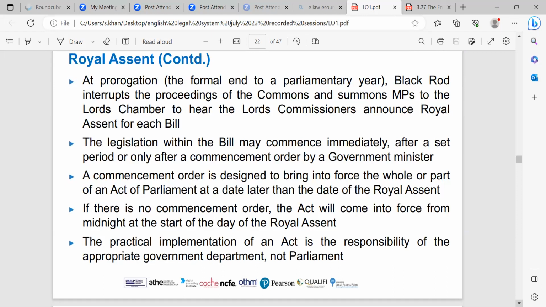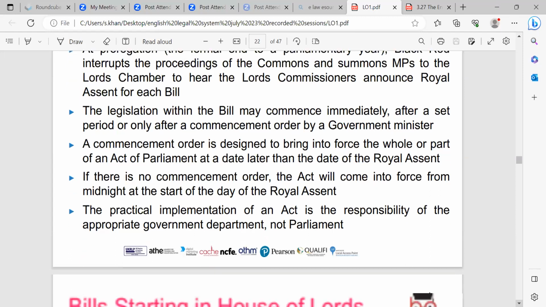The legislation within the bill may commence immediately after a set period or only after a commencement order by a government minister. A commencement order is designed to bring into force the whole or part of an Act of Parliament at a day later than the day of royal assent. If there is no commencement order, the Act will come into force from midnight at the start of the day of the royal assent. The practical implementation of an act is the responsibility of the appropriate government department, not Parliament.